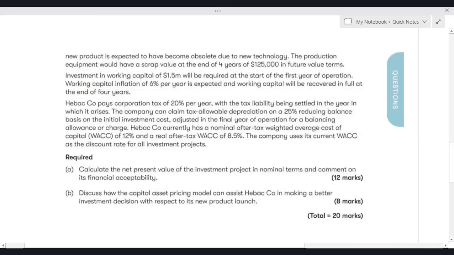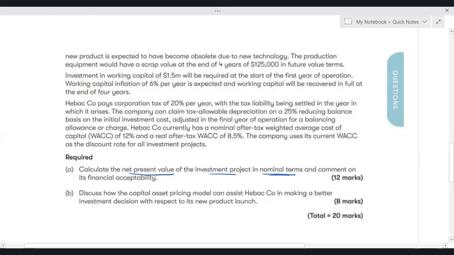Part A, calculate. Right now we have started our FM from investment appraisal. Calculate NPV of the investment project in nominal terms. Student, what do you mean by nominal terms? Can I say nominal terms means with inflation? Nominal terms means with inflation.